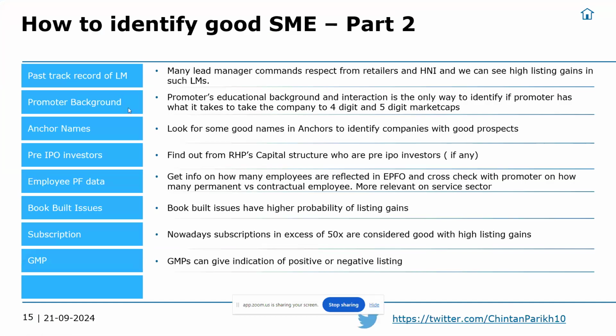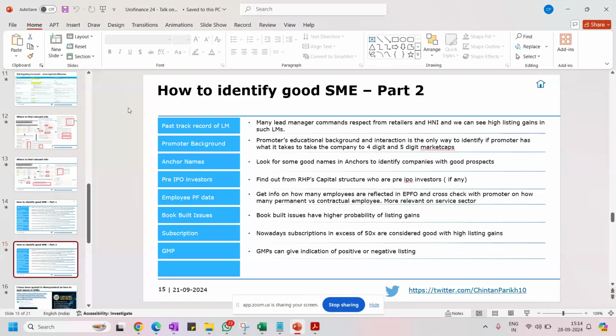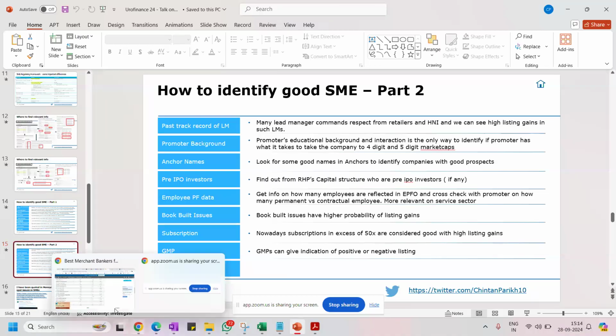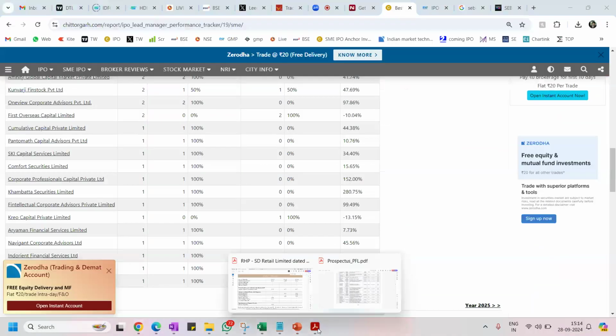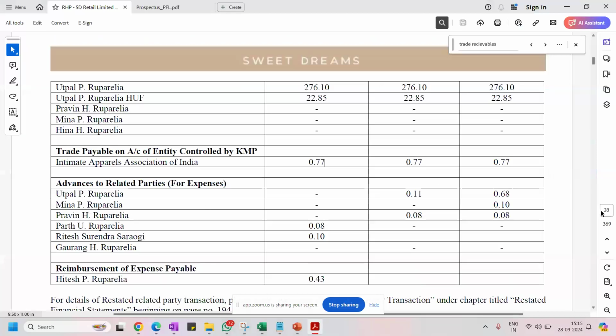Promoter background: you can go to the promoter related information, understand the educational background of the promoter, and see how other companies of the promoter have done. But if you want to really understand the drive, you'll have to meet the promoter in person, or hear him in interviews and see whether the answers he gives are justified and give you confidence, and then you should make your own decision whether to apply or not.